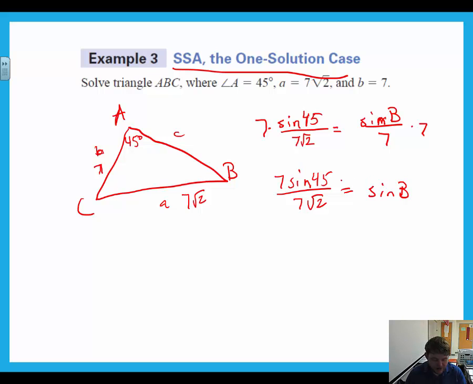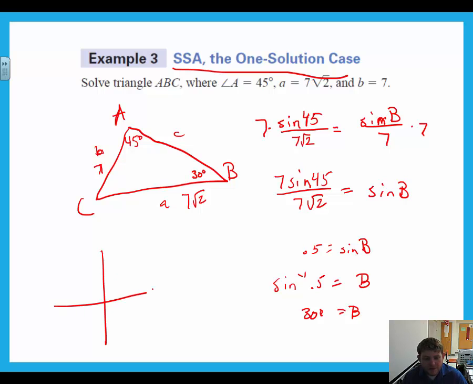So I can go ahead and evaluate that. If I do 7 sine of 45 divided by 7 radical 2, that's going to be 0.5. So this is 0.5 is equal to sine B. Okay. So to find out what B is, we have to take the inverse sine of 0.5. And if we do that, we're going to get that B is equal to the inverse sine of 0.5, which means that B is in fact 30 degrees. Alright, so that means this is 30 degrees.